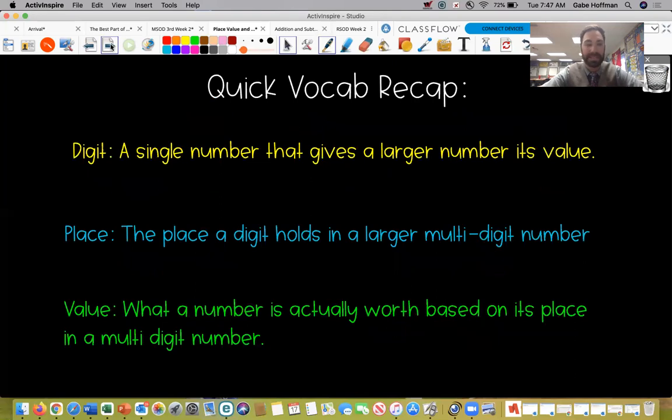So quick vocab recap. A digit is a single number that gives a larger number its value. For example, 1,331 is a 4-digit number. Each one of these digits in the number has a separate value based on its place. Place is the place the digit holds in a larger number. If this is in the thousands place, the value of that is going to be thousands. If this is the hundreds place, the value of that is going to be hundreds. And then the value is what a number is actually worth based on its place. I have less ones than the 3 in the tens place, but 1 has a smaller value than 3 tens because this represents 30, and this represents 1.